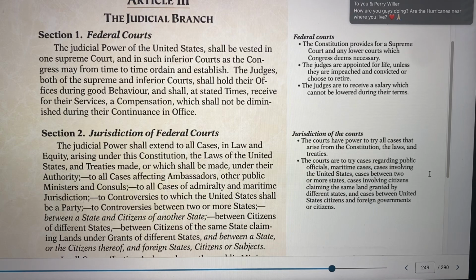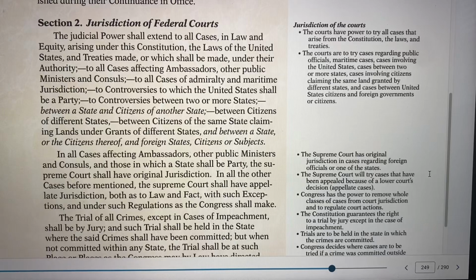So the federal courts: the judicial power of the United States shall be vested in one Supreme Court, and in such inferior courts as Congress may ordain. So the Constitution provides for the Supreme Court and any lower courts which Congress deems necessary. The judges are appointed for what? For life. The Supreme Court judges are there their whole life, unless they are impeached or convicted, or they want to retire. If they want to retire, they can choose to retire. The judges are to receive a salary which cannot be lowered during their terms. So they can receive a salary and it cannot be lowered while they are in their terms.